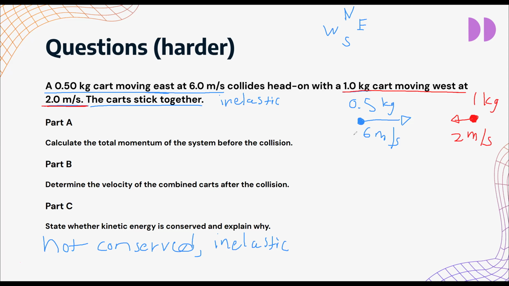And when it's asking for the total momentum of the system before the collision, we can treat these as 2 separate objects, calculate each momentum separately, and then add them together. So this blue one here is going to be mass times velocity, so 0.5 times 6. Then we add these two together, and we have 1 times 2 here. So doing this math just gives us... wait, give me 1 second.